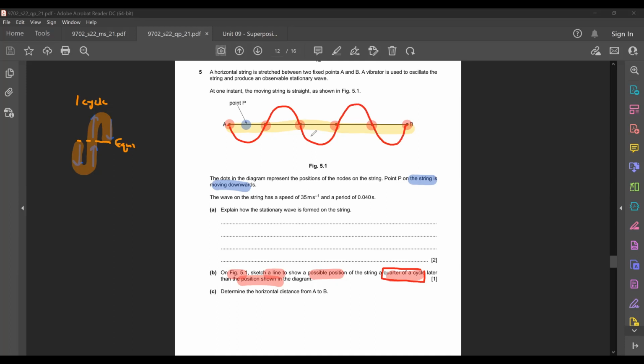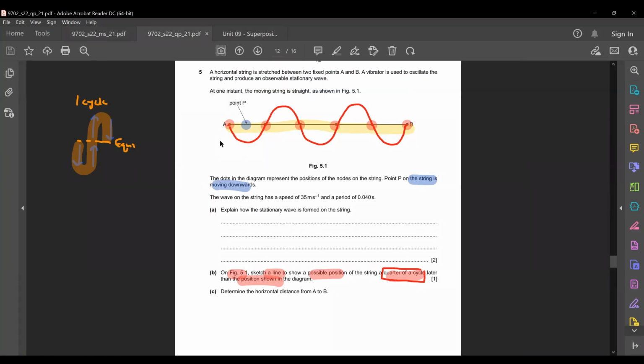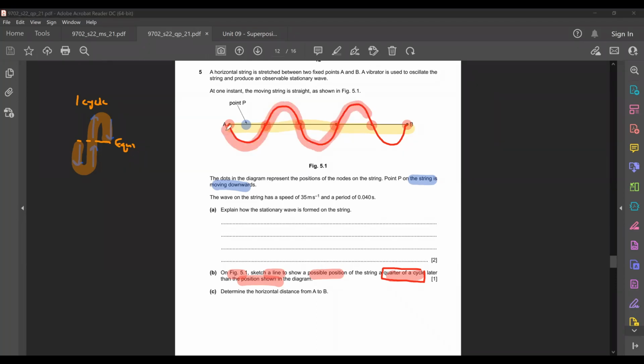So you're going to get a graph shape that looks like this. All right. So the marking scheme mentioned that you should have an approximate sinusoidal shape with maximum downward displacement at P and zero displacement at each node. Okay. So recall that the nodes are actually the points where the particles don't move at all. So the displacement will always be zero. Okay. So this is the shape of the graph that you're expecting to see.